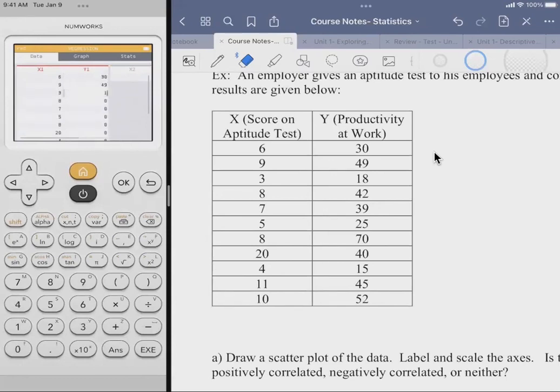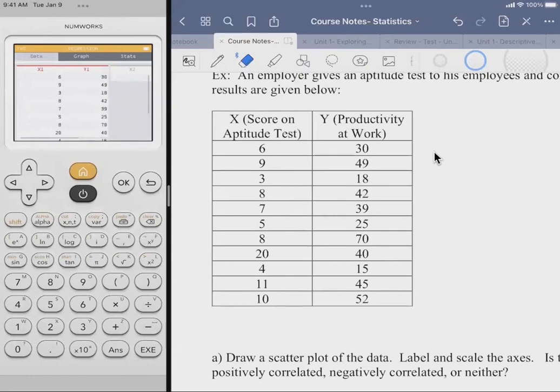All right, so let me just get the rest of the data points in. 42, 39, 25, 70, 40, 15, 45, and 52. All right. So I have my data in.